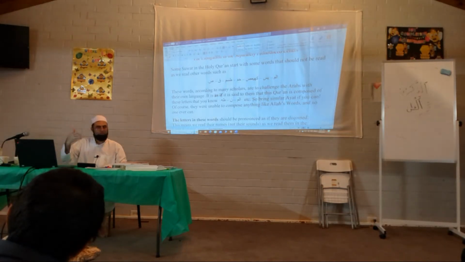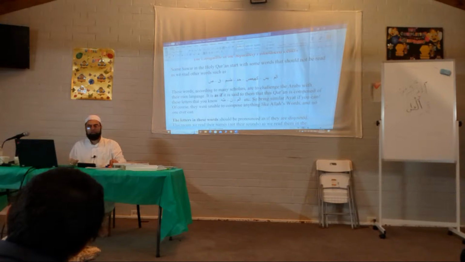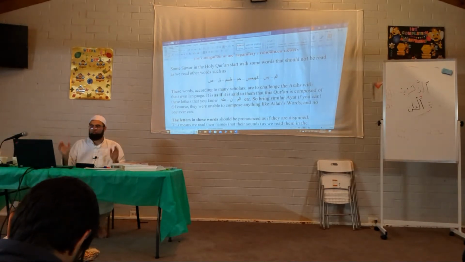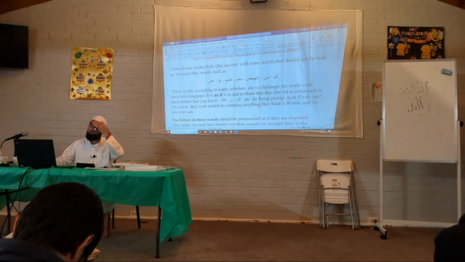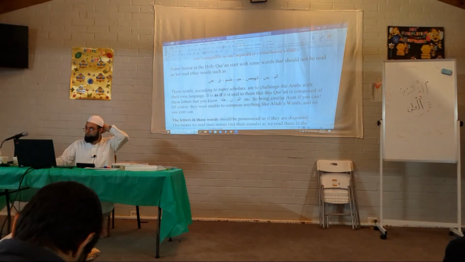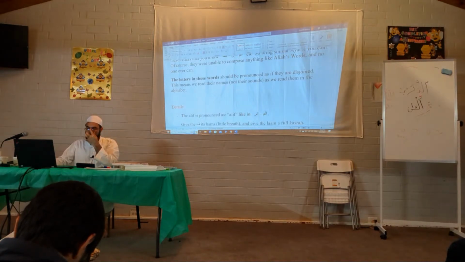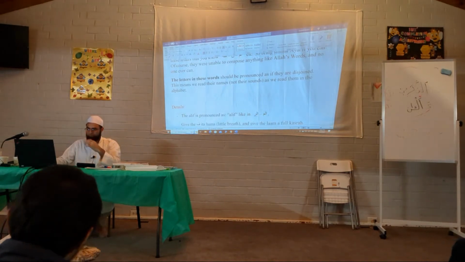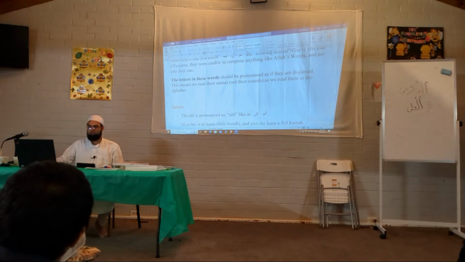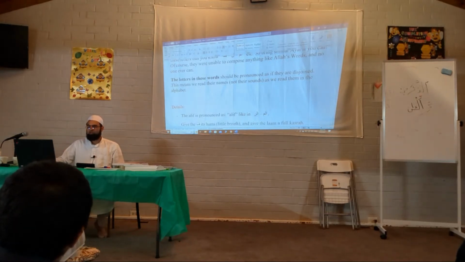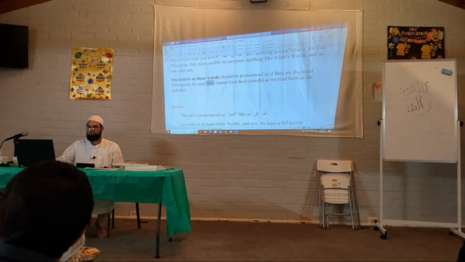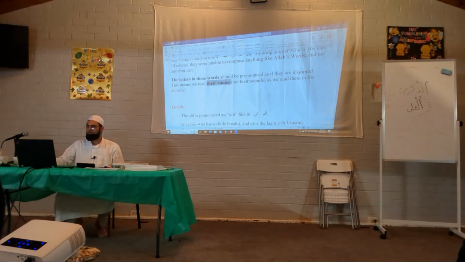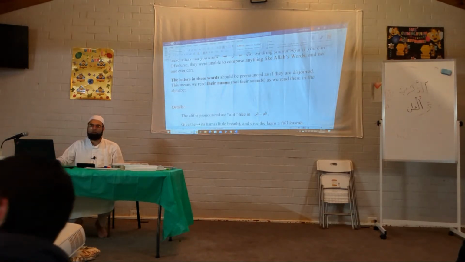So this is the most prevalent opinion about the huruf muqatta'a in the beginning of some surahs in the Quran. What's the general rule in reading these letters? These letters should be pronounced as if they are disjoined. This means we read their names, not their sounds, as we read them in the alphabet. Tamam? You can underline that.